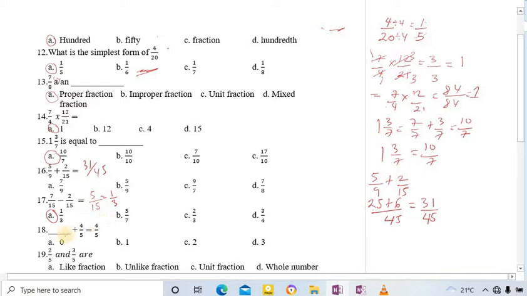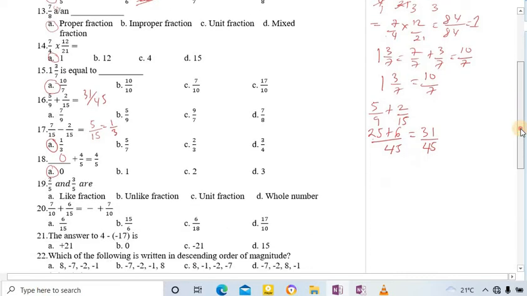Okay, so number 18, we have dash plus 4 over 5 equals 4 over 5. Usually people try to solve everything. Why should you solve? This equal to also means the same as. So what plus 4 over 5 is the same as 4 over 5? And the answer is 0. So your answer is A. Alright, let's go to the next question.